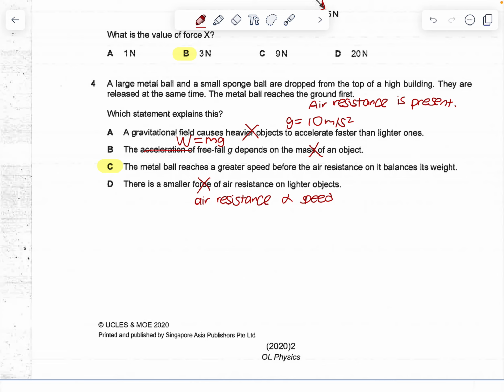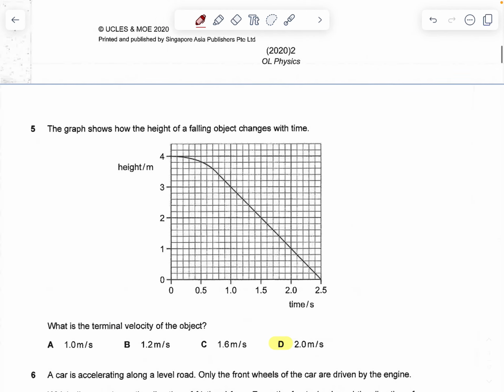Okay. So option C, the ball reaches a greater speed before air resistance balances its weight. When air resistance balances its weight, the object is said to be in terminal velocity. Next.